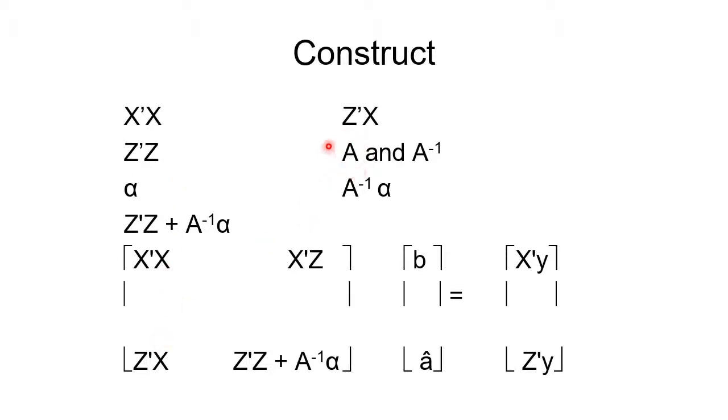Once you have constructed A, you then need to get the inverse of A. So use a spreadsheet, get the inverse of A. Remember, you must calculate alpha. You know the h squared is 0.8, so you have to calculate alpha. Multiply alpha with A minus 1. Add them up into z prime z. Construct this matrix on your spreadsheet.